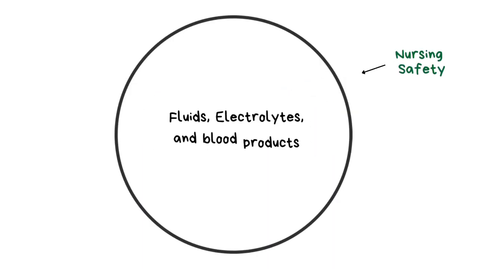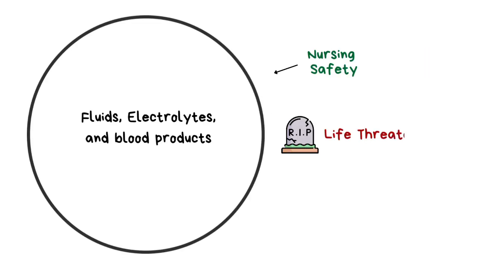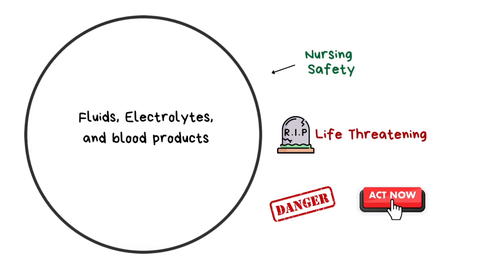Why these topics? Because fluids, electrolytes, and blood products sit at the very center of nursing safety. One mistake here can be life-threatening. That's why the NCLEX exam focuses so heavily on them. It wants to know if you can recognize danger signs and act fast.